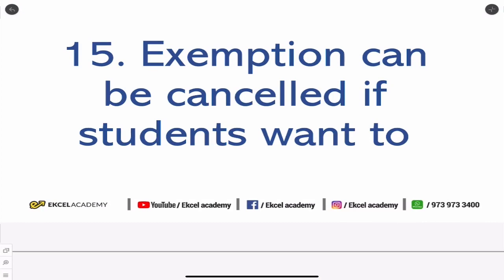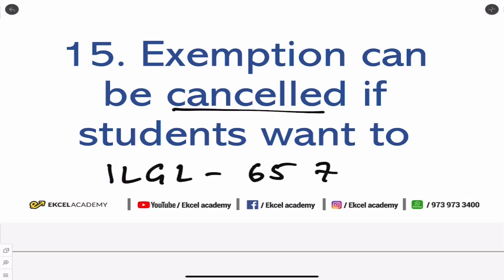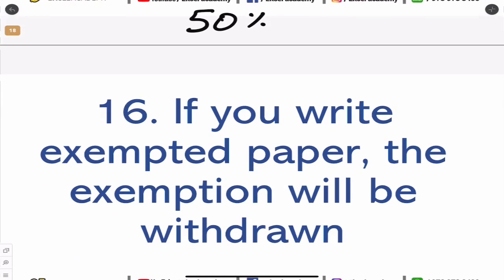Exemption can be cancelled if students want to. Sometimes it is actually good if you cancel exemption. If you're very good in some subject, like in the old syllabus, some students used to get exemption in ILGL. I used to tell them, even if you get 65, even if you get 75, please don't take exemption, because you can score the same marks again, and that will help you to get the overall 50% aggregate. So you have to be very smart about how to use it if you get exemption.